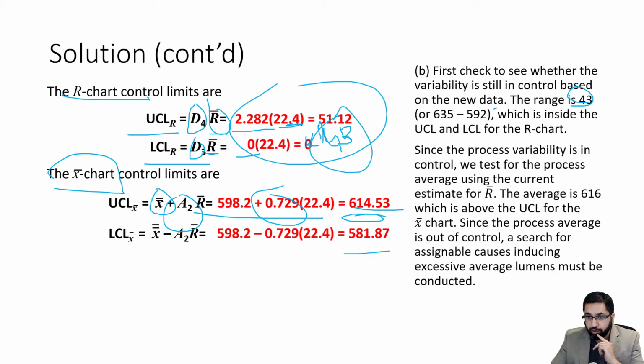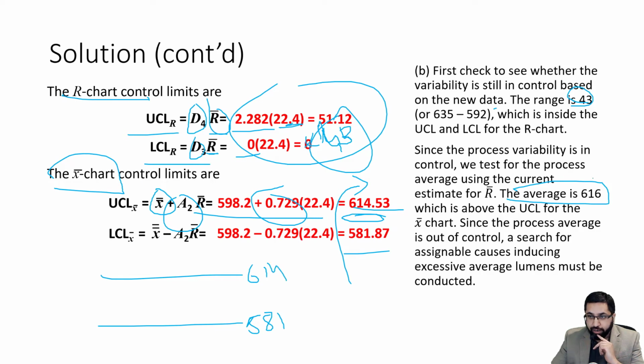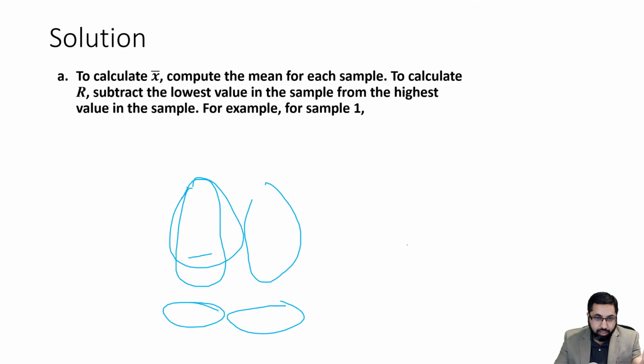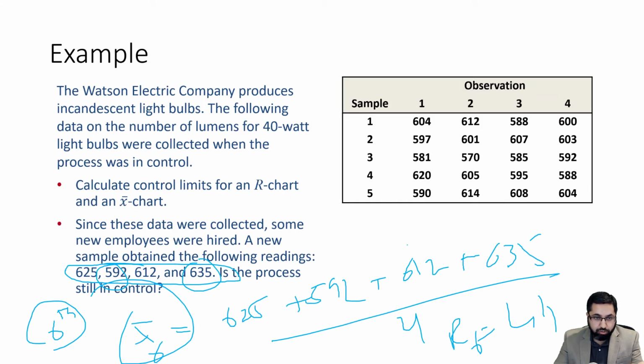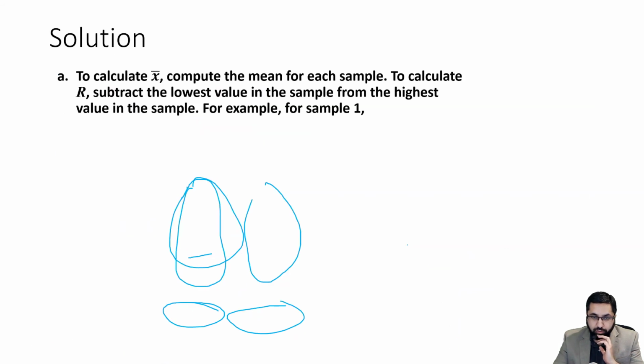And the X bar is 616. So if you check here, X bar is outside the limits, because my limits for the X bar chart are 581 and 614. And my X bar 6 is sitting right here at 616. So it is out of control. So we should search for assignable cause variation, because sample 6 happened when new employees were hired, something has happened. Maybe the employees are not trained well.